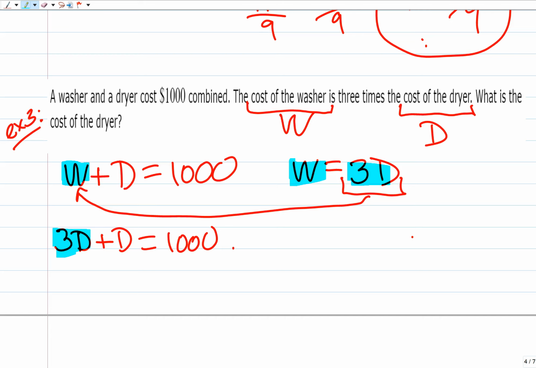On the same side? On the same side, they what? If they're on the same side, though, they just combine. What is 3D plus D? 4D is equal to 1,000. We had to do the multiplying by. So that D is? $200 what?